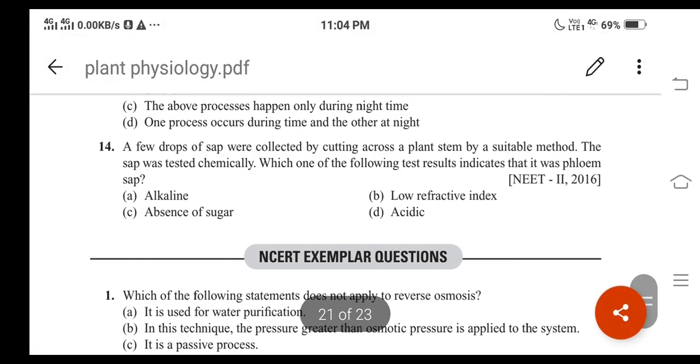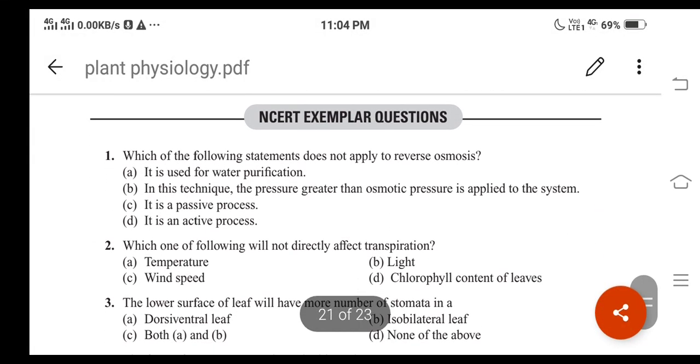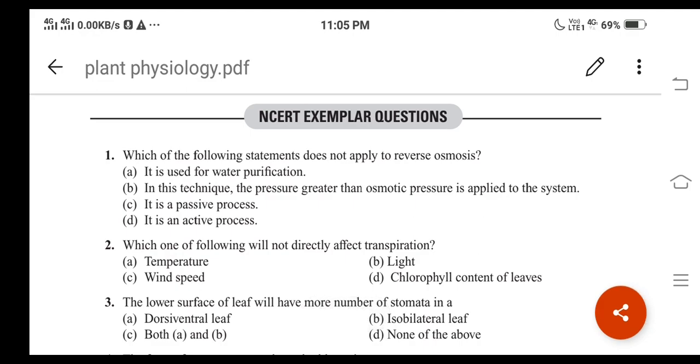Okay, next part, what is there? NCERT exemplar problems. NCERT exemplar questions or problems. And here the first question. Which of the following statements does not apply to reverse osmosis? Option A is it is used for water purification. Correct only.